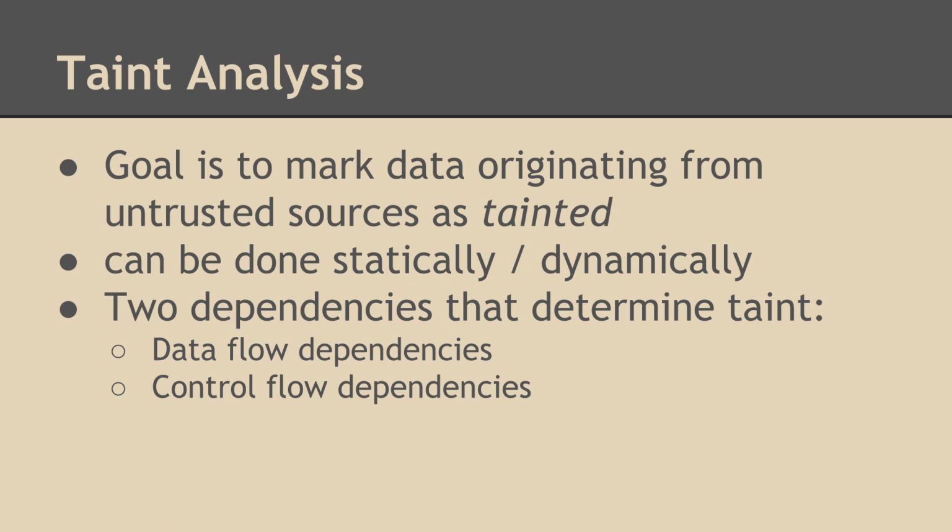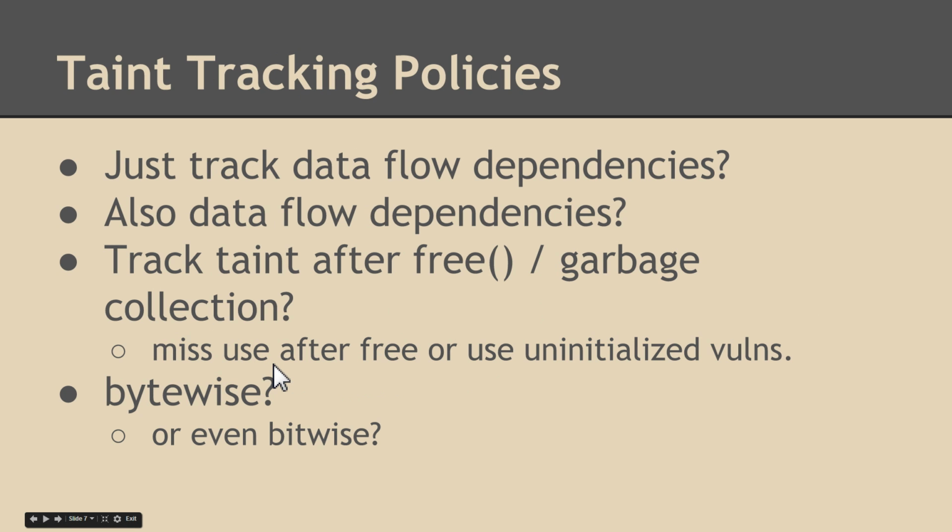So the overall goal of taint analysis is to mark data originating from untrusted sources as tainted. So in general, all user input is marked as tainted because it could also be attacker input. And this can be done either statically or dynamically. And there are two types of dependencies that determine the taint of memory space: the data flow dependencies and control flow dependencies. There's also policies to consider when you're doing this.